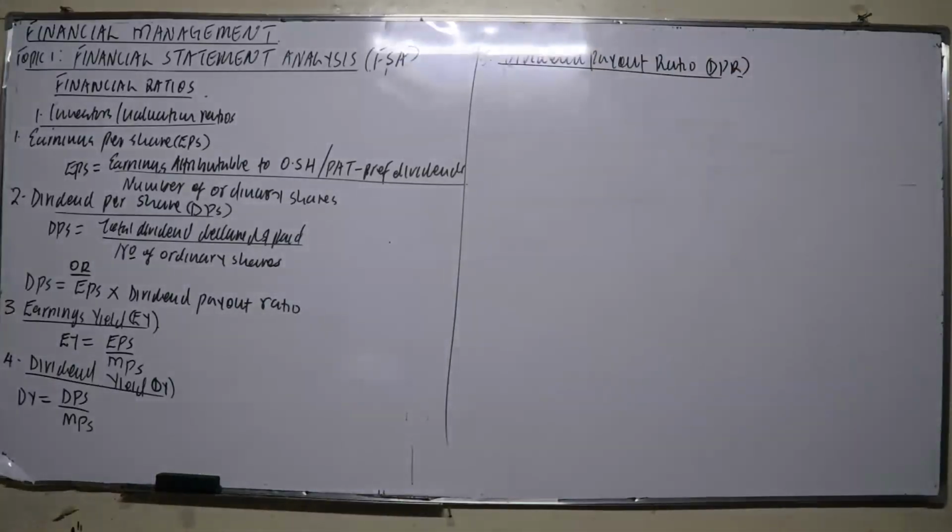Dividend payout ratio. You see that? This indicates the proportion of the earnings available for distribution to shareholders.